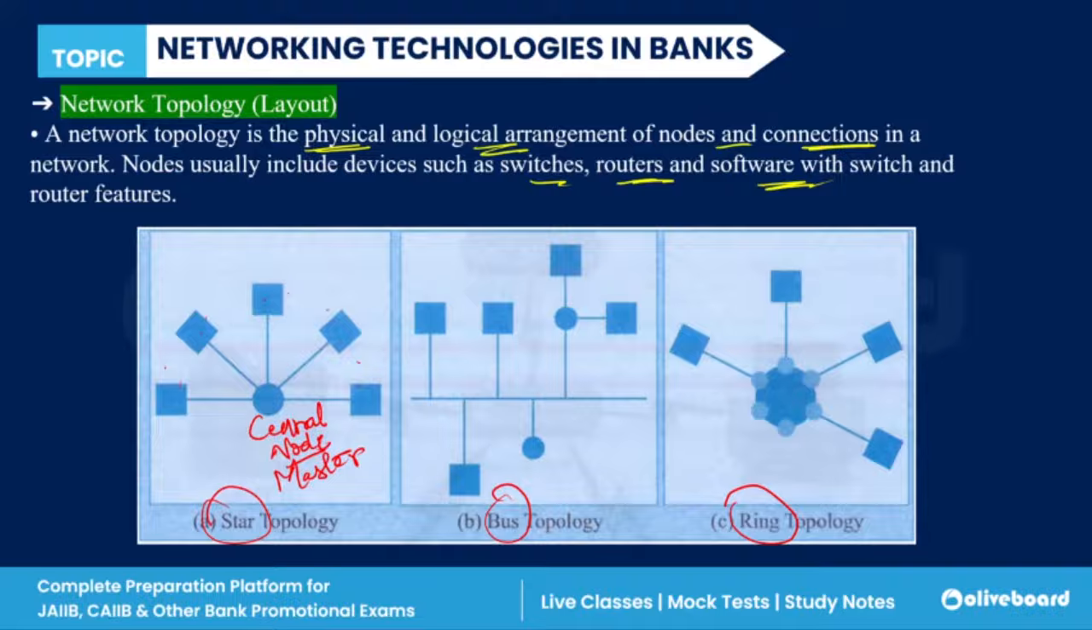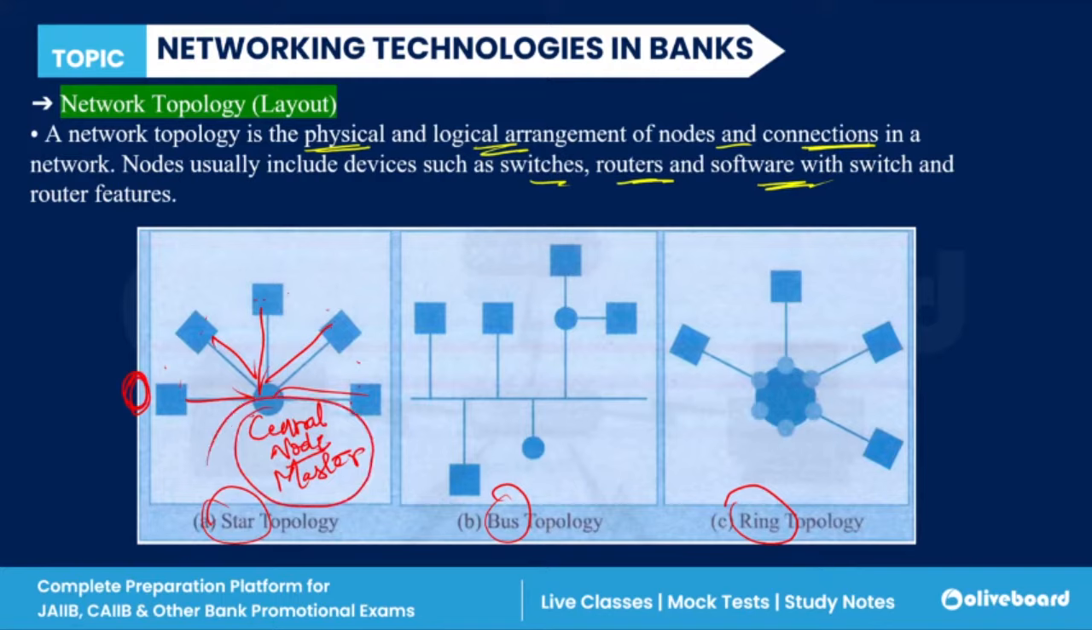In this topology, if one node fails, it will not affect the entire network, because each is connected via a separate cable or different medium to the central node. So if any one node fails, it does not affect the other nodes. So this is the star topology.